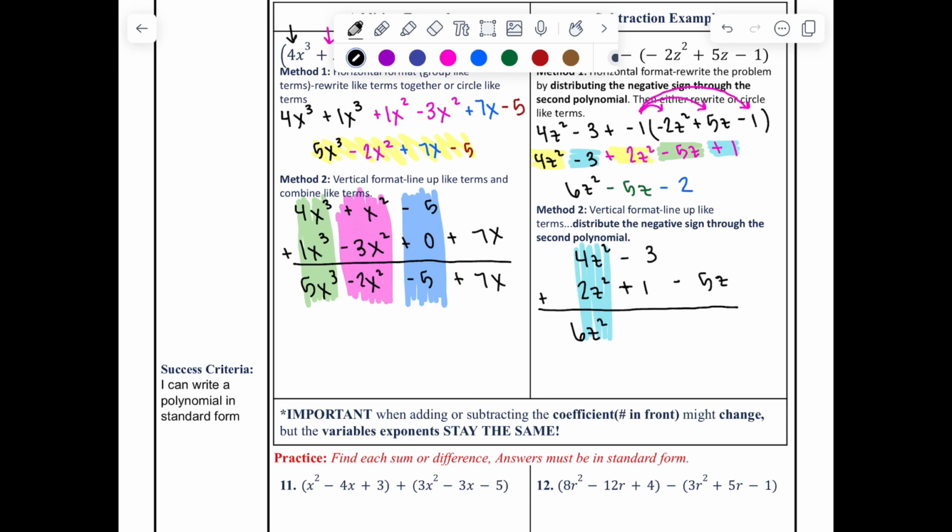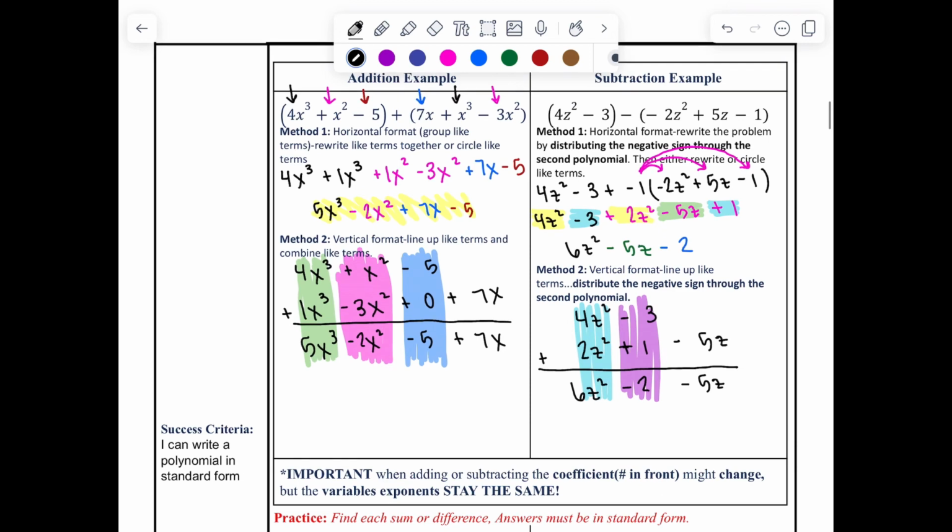So the z squareds get added, and I have 6 of them. Then my constants, -3 and +1, those end up giving me -2. And then the -5z doesn't have any like terms. So you can see that even though the order might end up looking a little bit different, you do end up having the exact same answer for both of these, regardless of which method you choose. And that's why you just get to kind of decide, do I like this? Do I like this? It's up to you.